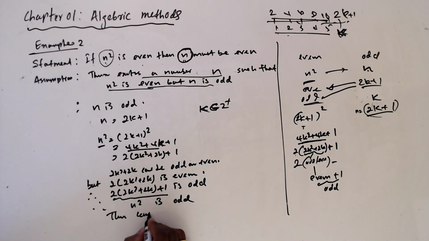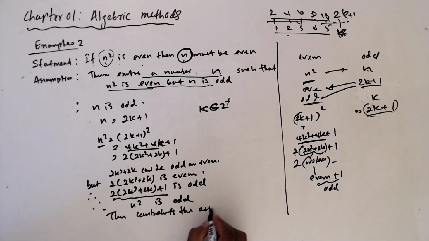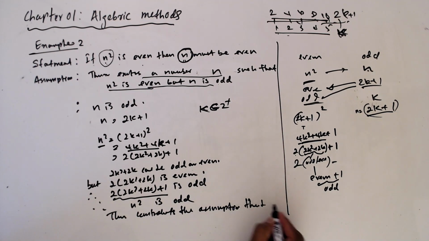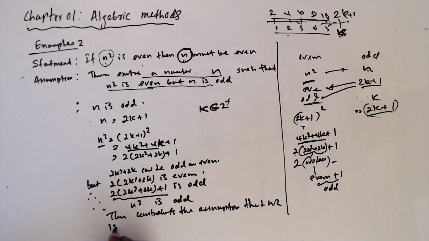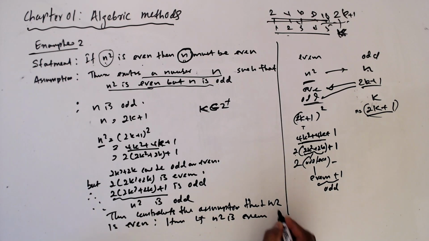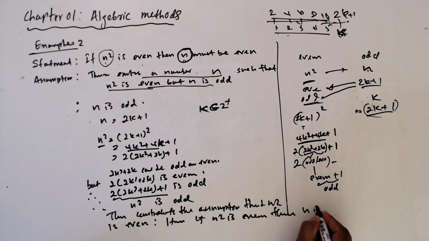This contradicts the assumption that n square is even. Hence, if n square is even, then n is even.